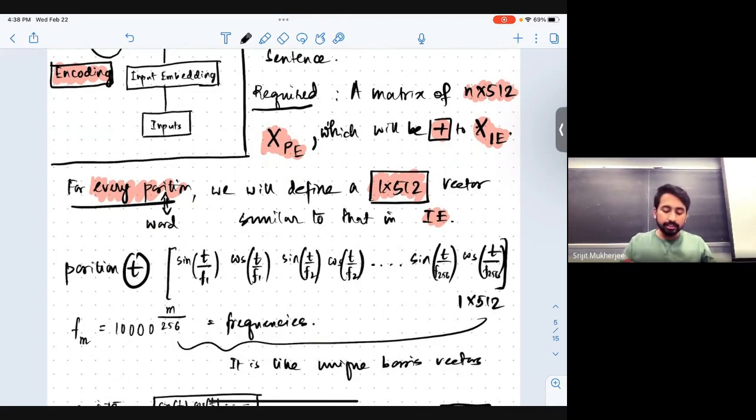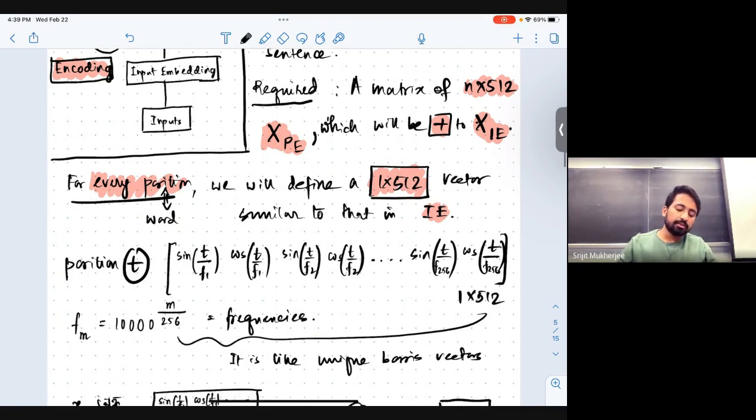Its position t, let's say t is equal to, we are defining sine 2π/f1, cos 2π/f1, sine 2π/f2, cos 2π/f2, and it will go on for sine 2π/f256 and cos 2π/f256. And you can see that there are pairs of sine and cos, and there are 256 such pairs. Hence the length will be 1 cross 512.